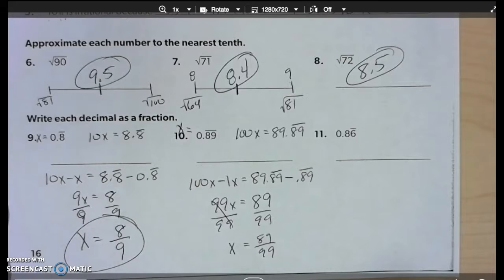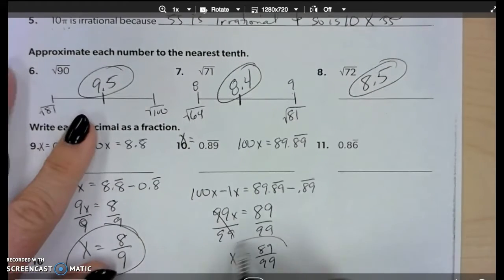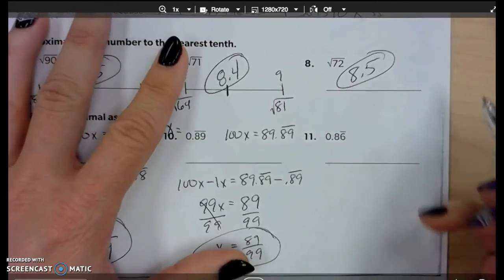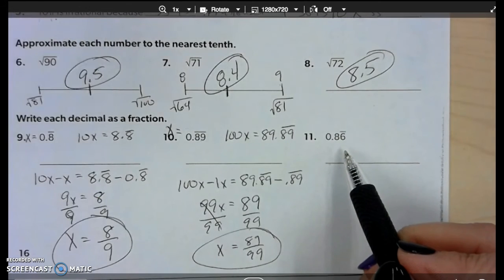That one will not reduce because 89 is not divisible by 3. So we're just going to leave it as is. Now I've got 0.86 repeating. So I want to multiply by the hundredths place.